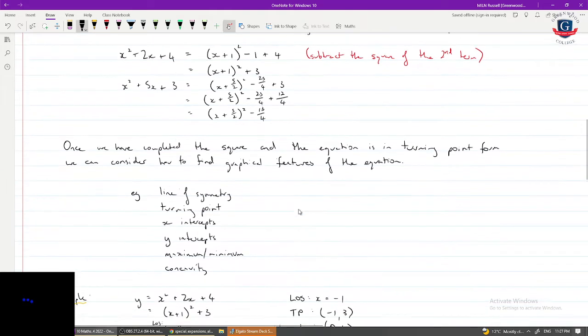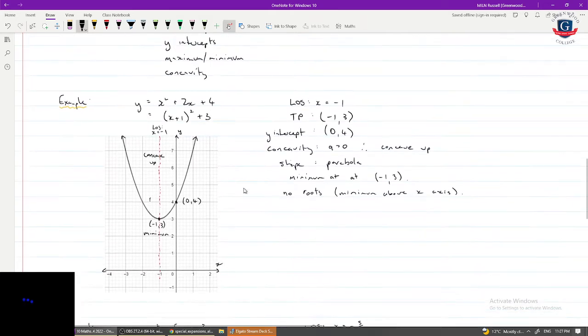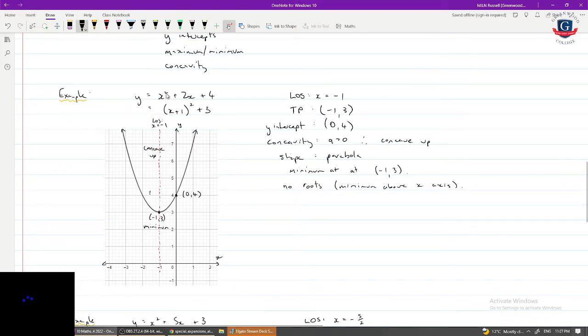Now, once you've mastered this technique, and it doesn't actually take very long, you can use this to find the features of a graph. So features of a graph would be the line of symmetry, the turning point, x-intercepts, y-intercepts, maximum and minima, the concavity, and the shape. So if we look at our first little graph here, y equals x squared plus 2x plus 4, and we found out before (x + 1) all squared plus 3 was the equivalent equation in turning point form. We can look at this and instantly know that the line of symmetry is x equals negative 1, that the turning point's at (-1, 3), that the y-intercept is at 4. We could find it out from the turning point form equation by substituting in x equals 0. 0 plus 1 would be 1, all squared plus 3 would be 4. That's where that comes from.